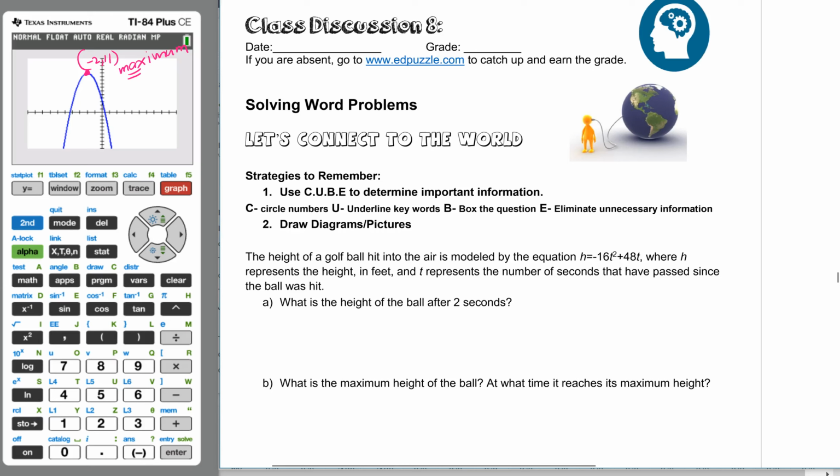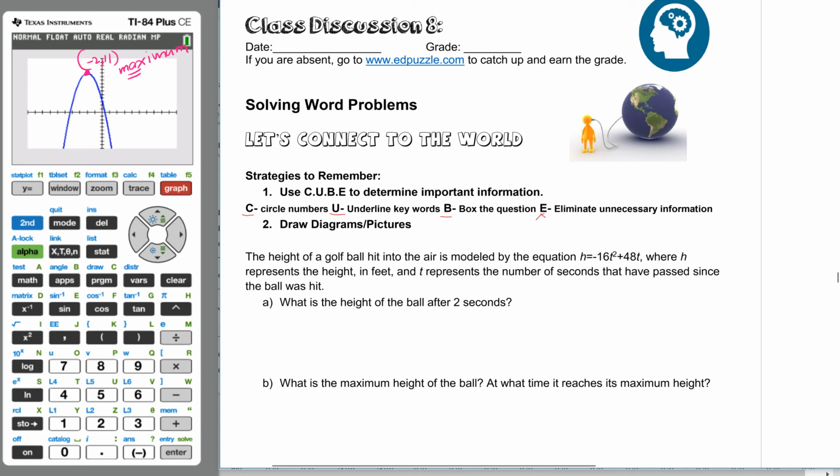Let's work now in class discussion 8. Let's connect to the world. These are the strategies I want you to remember every time we work with word problems: circle the numbers, underline keywords, box the question. And you can always do diagrams or pictures. So let's now work on the problem.